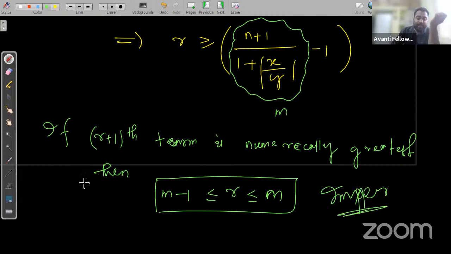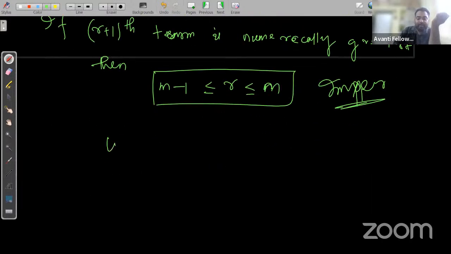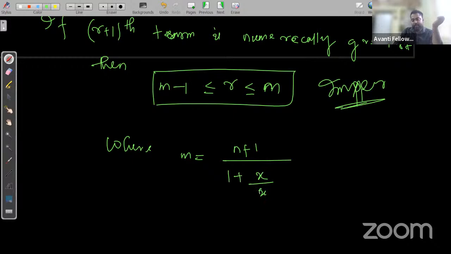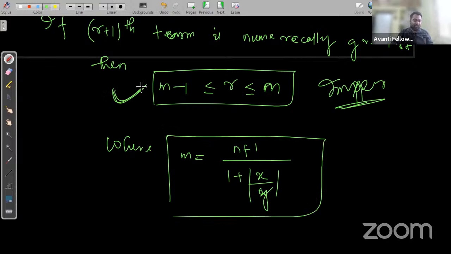What is m here? Where m is equal to (n plus 1) upon (1 plus mod of x by y). So this is my m. Okay, so this is the relation to solve the question very easily. Is that clear, everyone? Is that clear to all? So this is the result we got, where r is greater than or equal to m minus 1 and less than or equal to m.